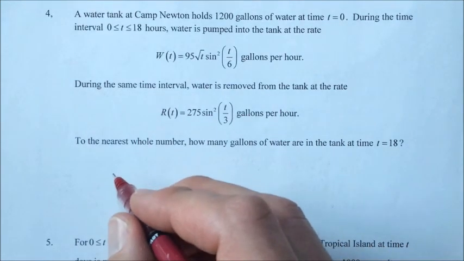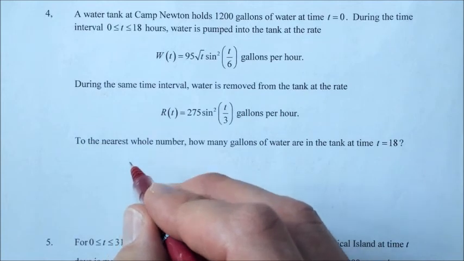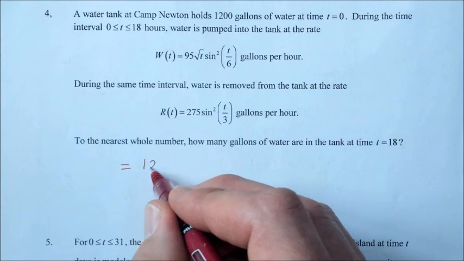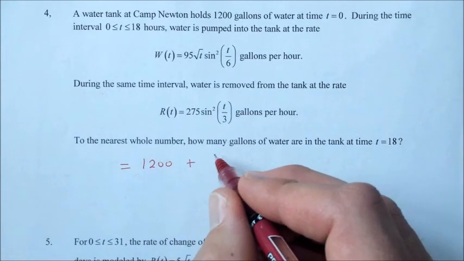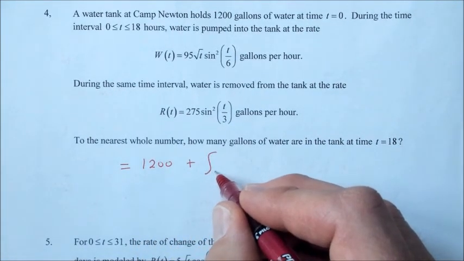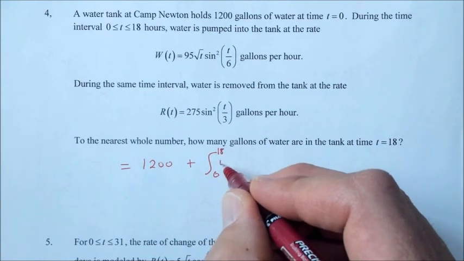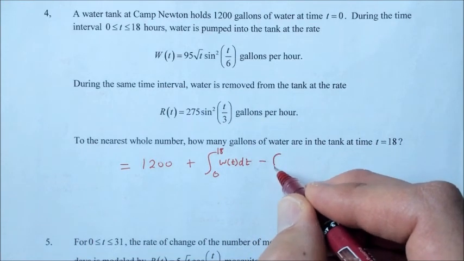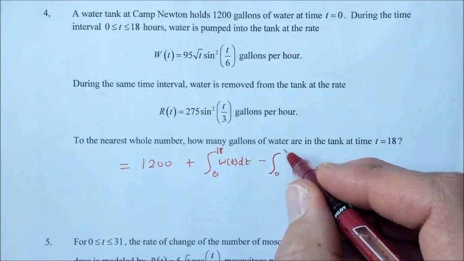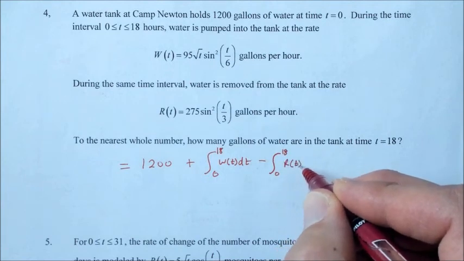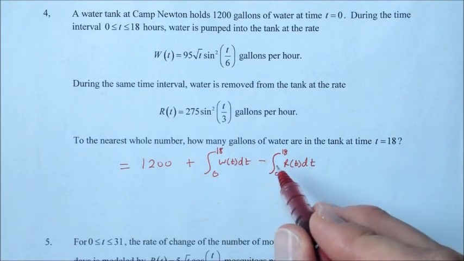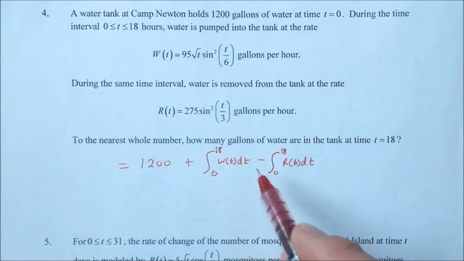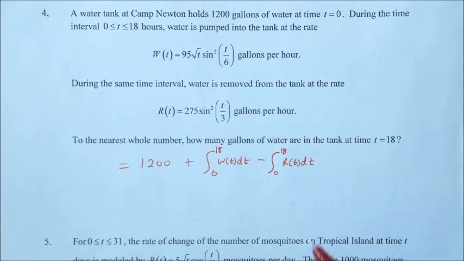Okay, so if we want the number of gallons at the 18th hour, that's going to be equal to the initial amount, which is 1,200, plus all the water which is coming in, which is the integral from 0 to 18 of w of t dt, and then we need to subtract all the water that's going out, which is the integral from 0 to 18 of r of t dt. And we actually could put this together as one integral, since the bounds are the same. We could have the integral from 0 to 18 of w of t minus r of t wrapped in parentheses dt. That would be fine as well.